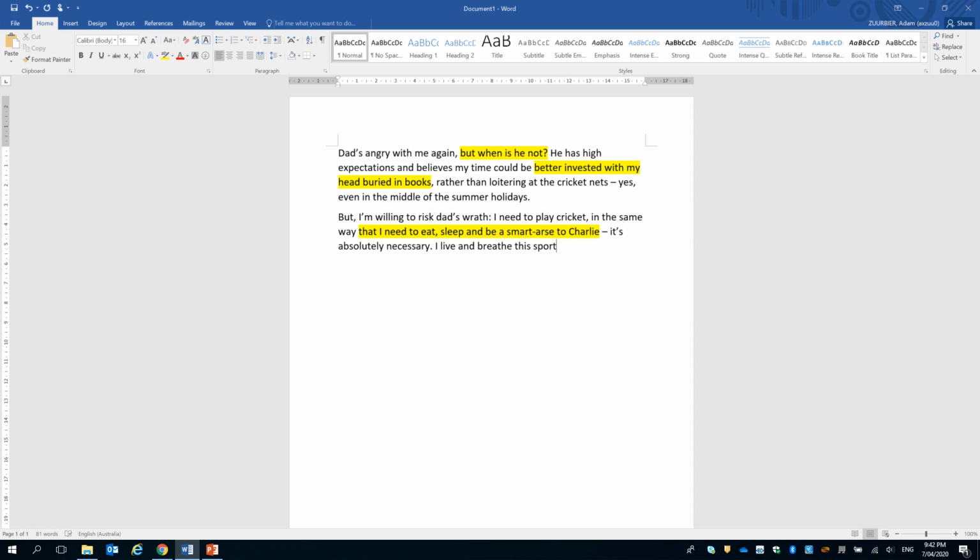Okay, I live and breathe this sport, so that's another bit of hyperbole and also a metaphor to say that he cares about it a lot. He's talking about how much cricket means to him.